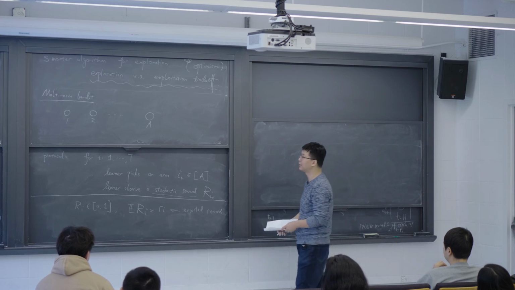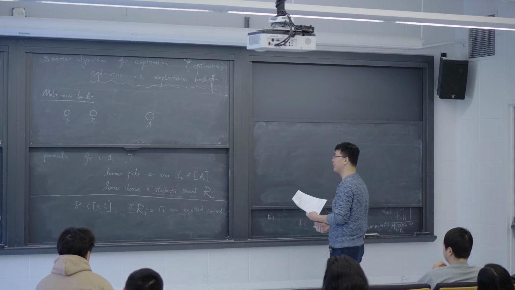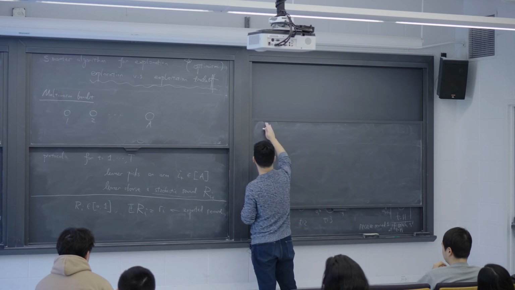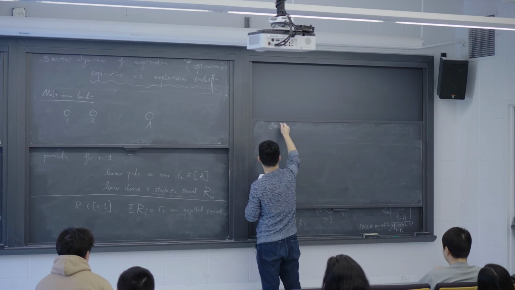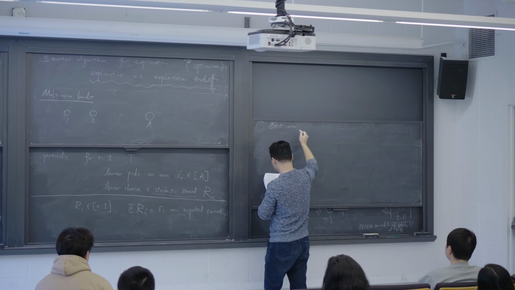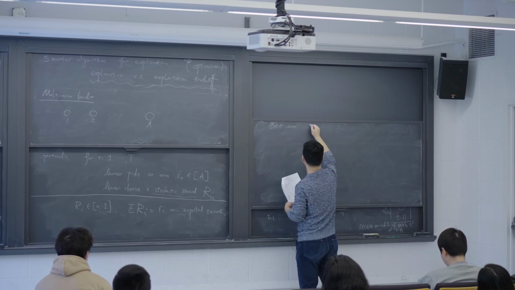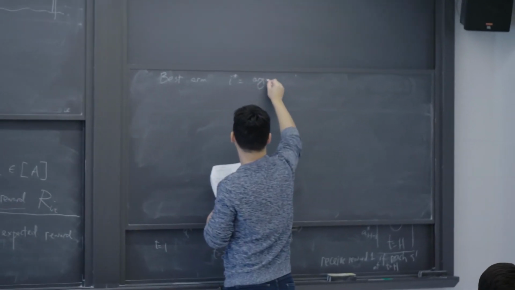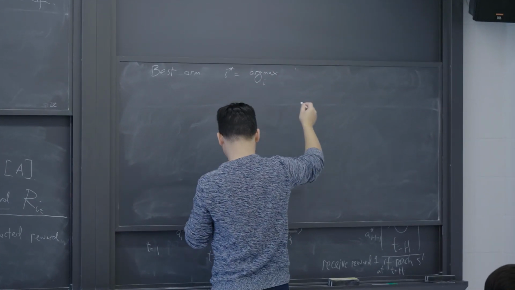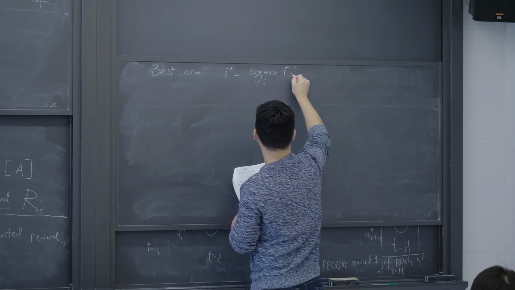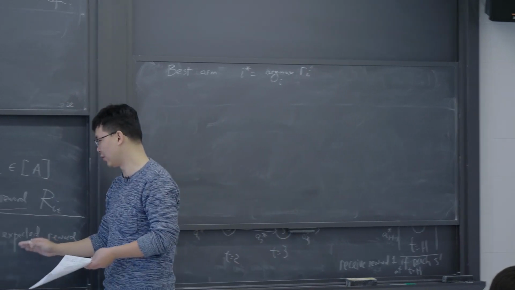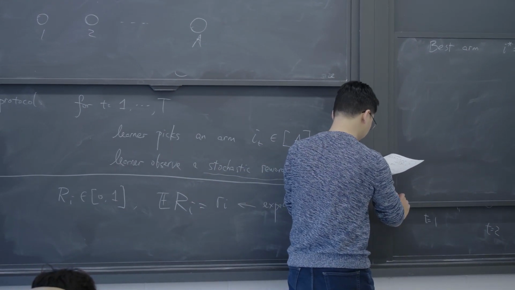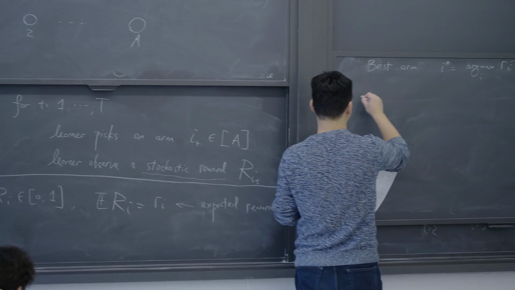So we'll talk about two slightly different goals, but both of them are standard goals in the multi-arm bandit literature. First, let's talk about what the best arm is. The best arm is defined as i star equal to argmax over i of r_i. Essentially, this is the arm that achieves the highest expected reward, and this is the arm we eventually want to find. So there are two kinds of goals.